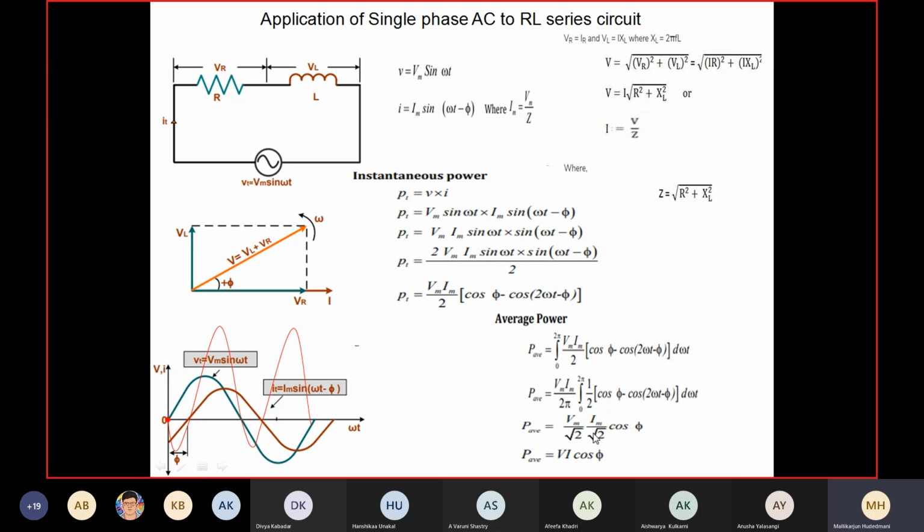That 2 I split as root 2 times root 2: Vm by root 2, Im by root 2, cos phi. Peak voltage divided by root 2 is RMS voltage, and peak current divided by root 2 is RMS current. So this is the power consumed by an RL series circuit, which is given by V I cos phi.